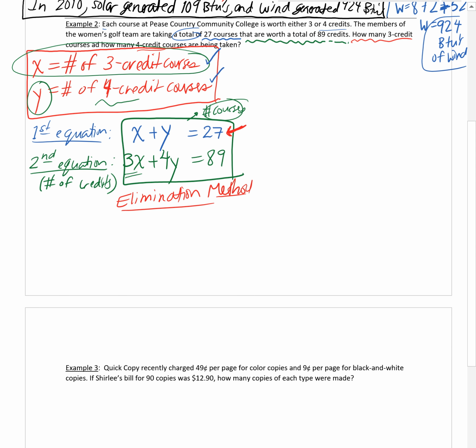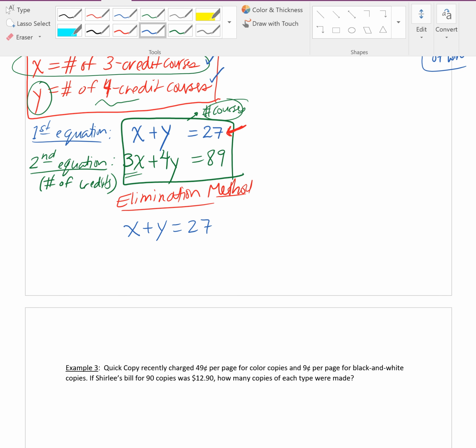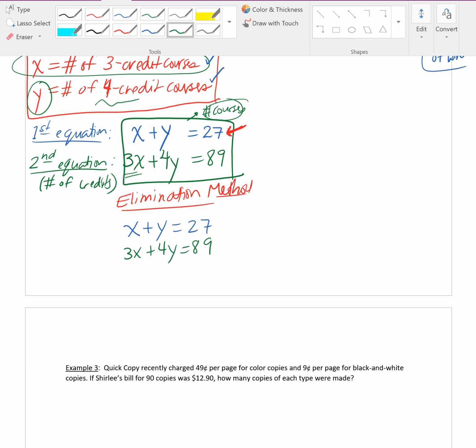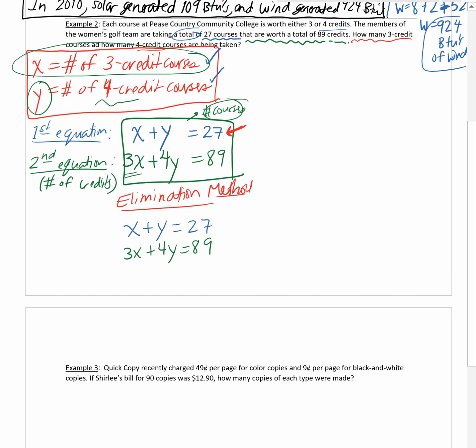All right. So let me rewrite these guys real quick here. So we had the top equation, x plus y equals 27. The bottom equation was 3x plus 4y equals 89. And I wanted to decide which variable I want to eliminate. Looking at the coefficients of x, I have 1 and 3. Looking at the coefficients of y, I have 1 and 4. The x coefficients are a little smaller, 1 and 3. So I think I will eliminate x.